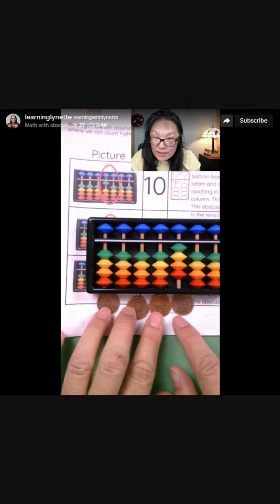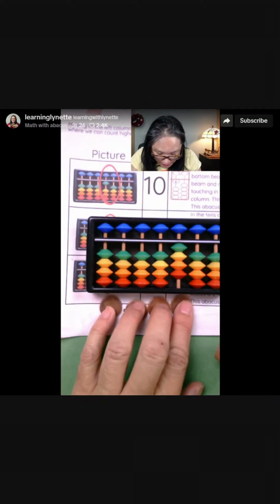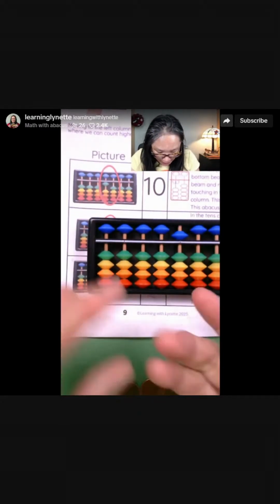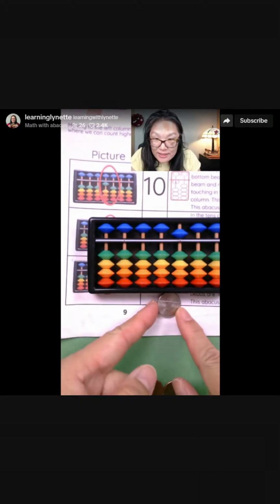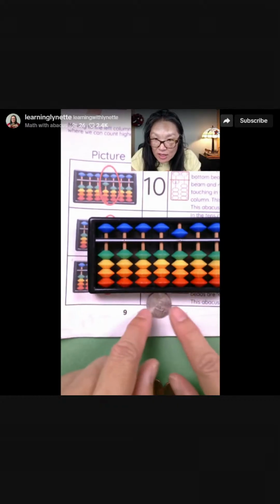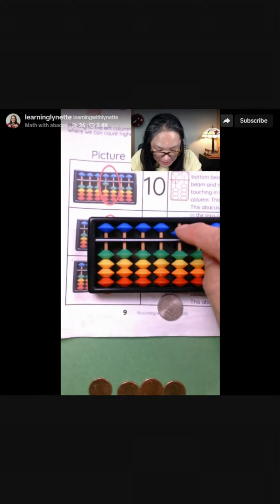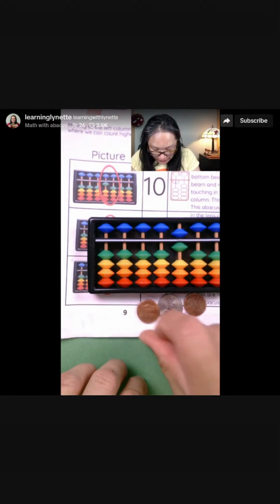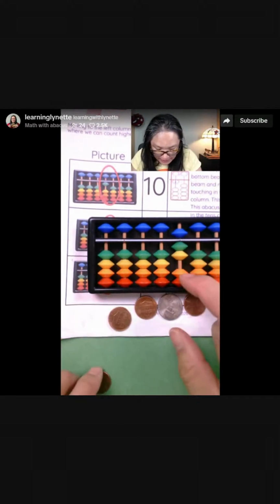We take this down. So now we have nothing. But we have 5. The top bead is 5. This is a nickel. This is 5 cents. So this is worth 5. Just like this is worth 5. And then we have 6. So we have 6. We have 7. We have 7. 8, 9. Well, what about 10? 10, right?